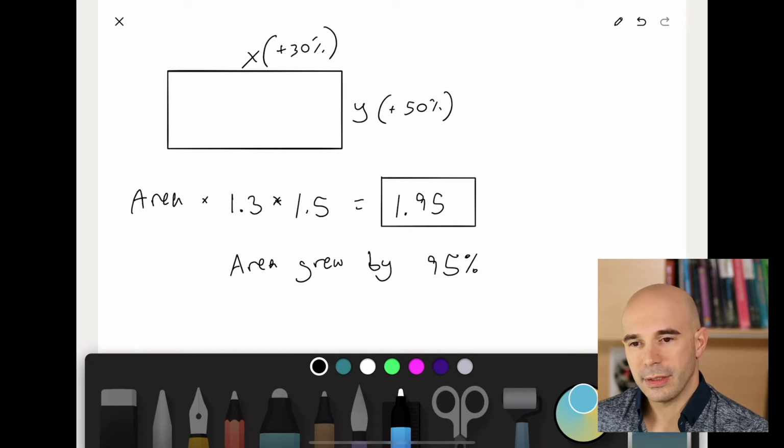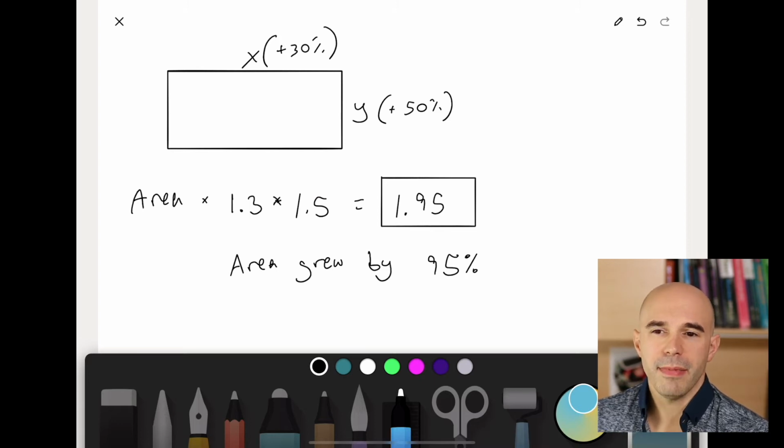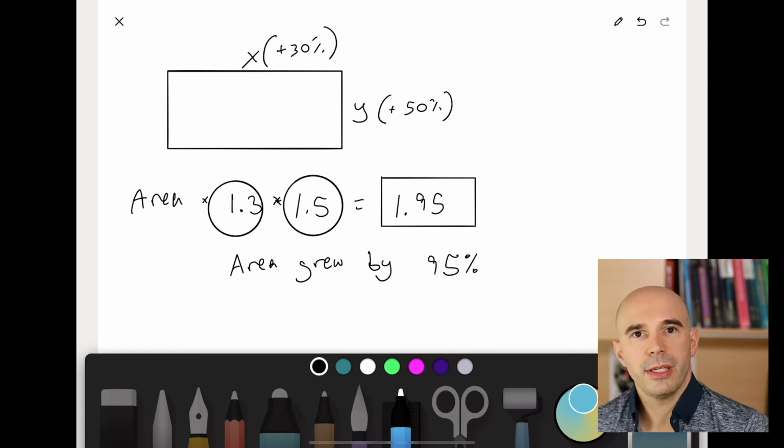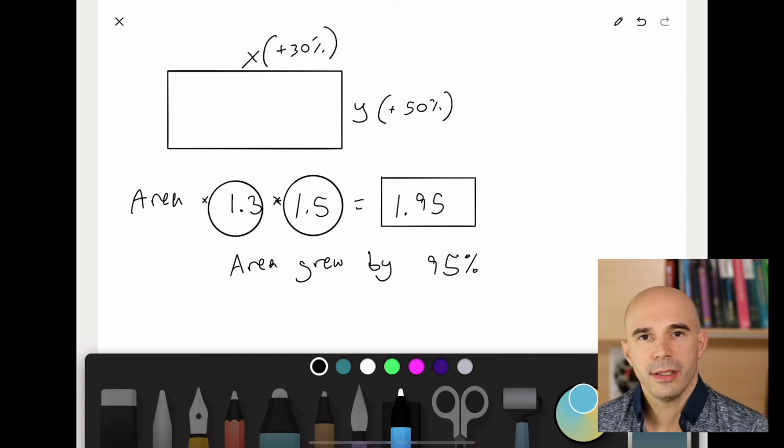A couple of interesting insights that we can get here. One, the order doesn't matter. It doesn't matter if you increase the length first and then increase the width, or vice versa, because in the end of the day, we're just multiplying, and the order in multiplication doesn't matter. And this is something that they test a lot in the GMAT. The order doesn't matter. Going back to that job interview question, if we lost 20% last year, it would take an increase of 25% this year to get back to the original.